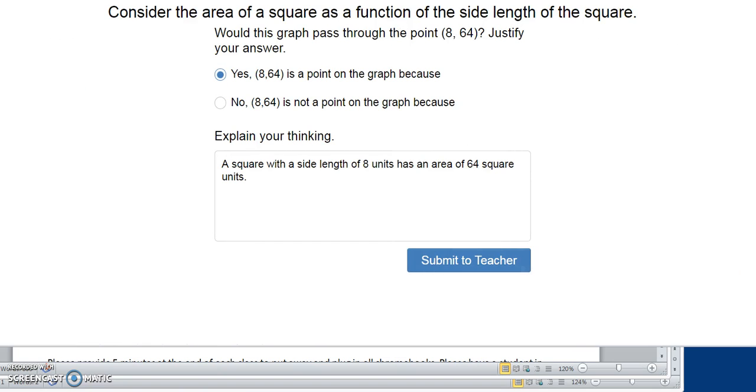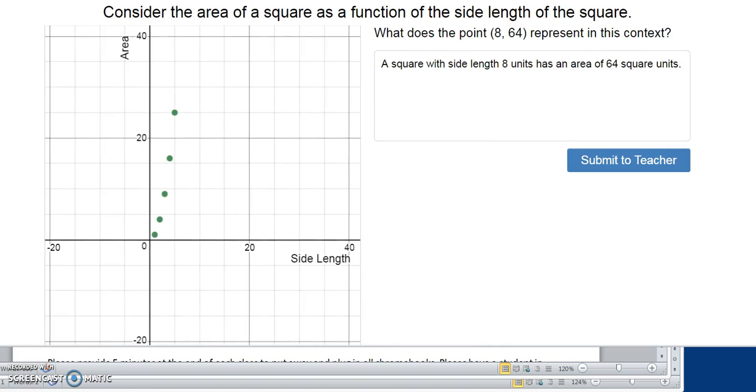Slide 30. Would this graph pass through the point (8, 64)? Of course it would. A square with a side length of 8 units, which is represented by the x value, would have an area of 64 square units, represented by the y value. Slide 31, consider the area of the square as a function of the side length. The point (8, 64) represents a square with side length 8 units and has an area of 64 square units.